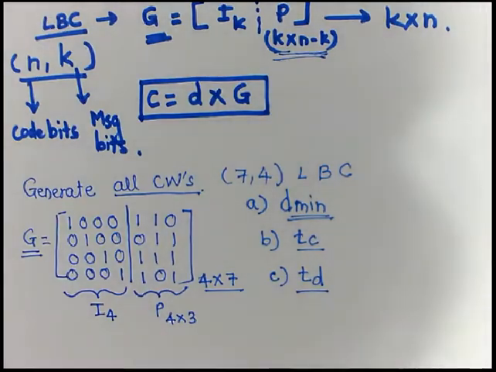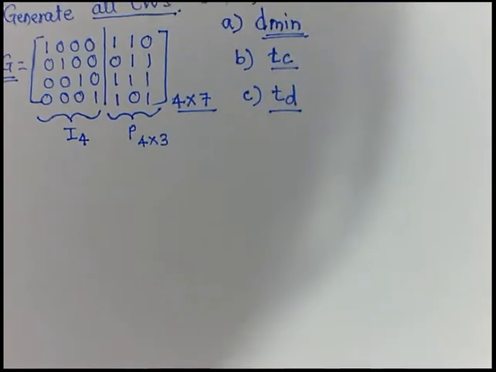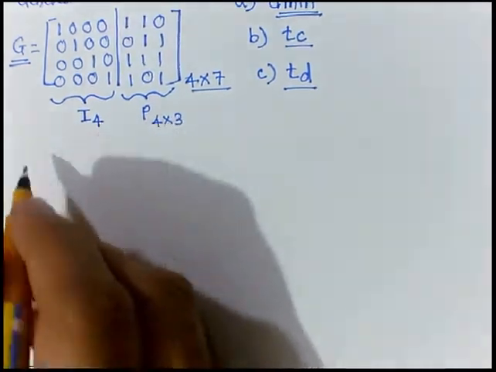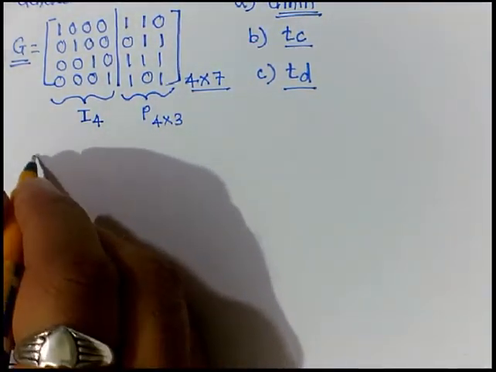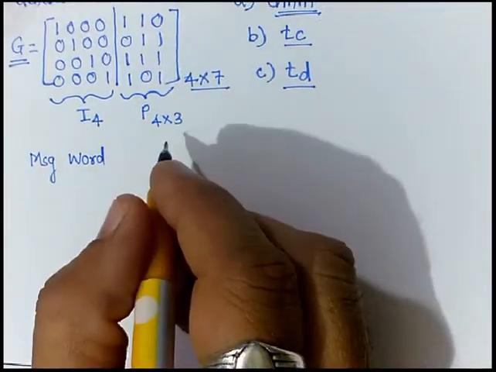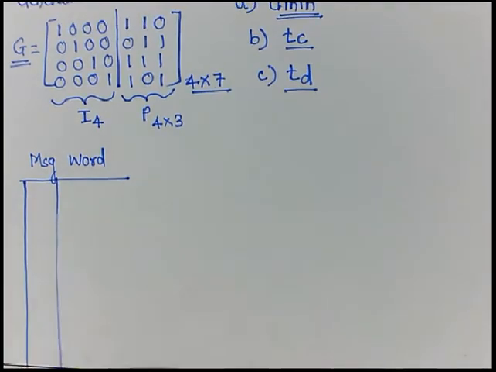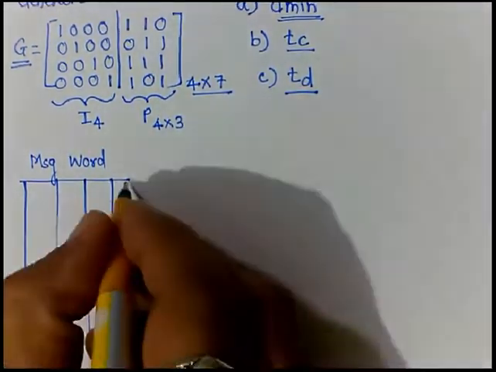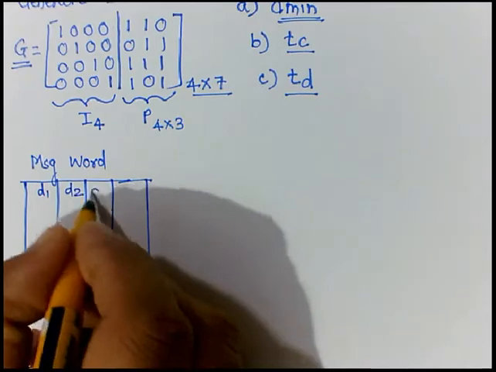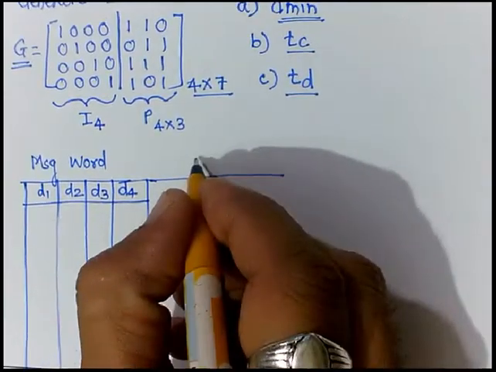Now to obtain this, let's start with the simple aspects, like we need to obtain here the message word and the code word. So since it is a 7 comma 4 LBC, while preparing a table, we need to proceed with the message word. This is the first column, which I will divide further, like it is 4 bits. So I will have to formulate here a total of 4 bits. So let's say these 4 bits are D1, D2, D3, D4. I will write it like this. Next, it is the code word.